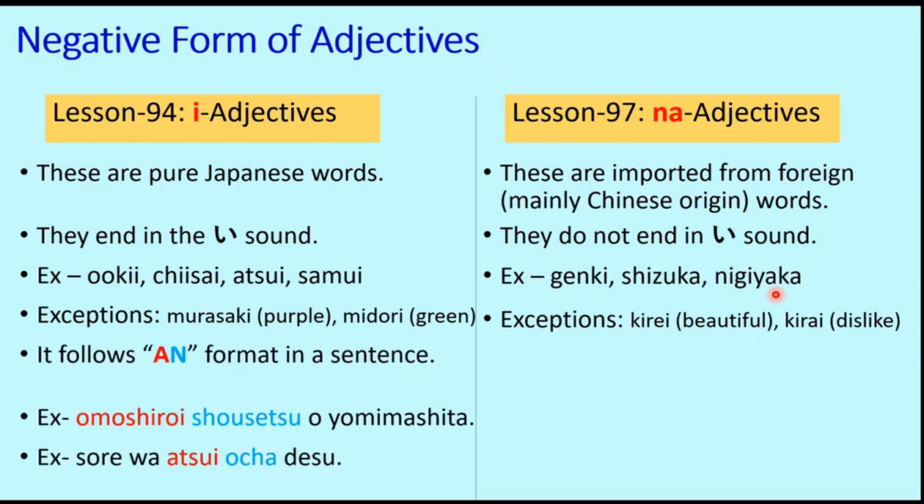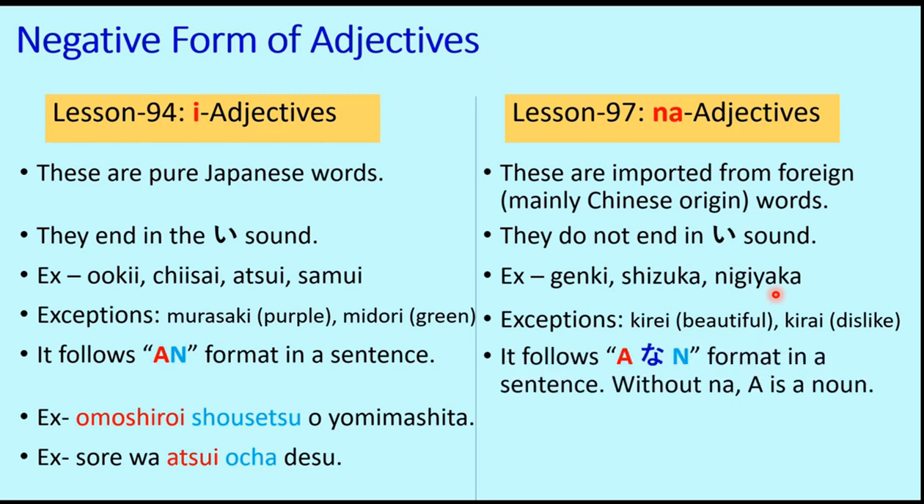The i adjectives follow the AN format. AN stands for adjective noun. For example, omoshiroi shosetsu o yomimashita. That means I read an interesting novel. Omoshiroi is interesting, shosetsu is novel. So adjective, noun, then particle o and then the verb. Similarly, sore wa atsui ocha desu. Atsui is hot, ocha is tea. So hot tea, atsui ocha. It follows the adjective noun format. There is nothing in between them.